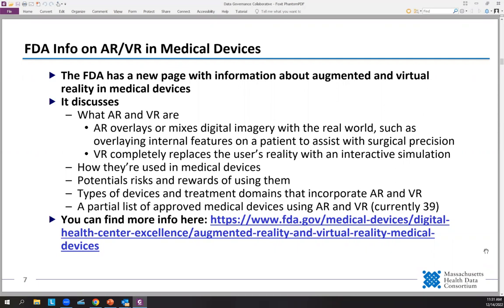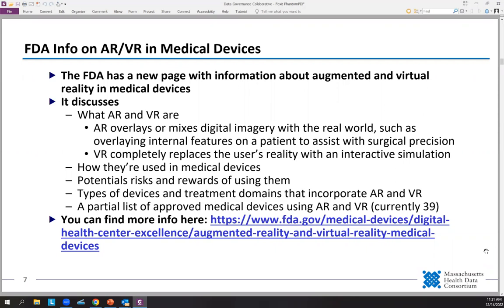So the last thing that we're going to cover today is that the FDA has posted some information on augmented reality and virtual reality in medical devices. And it's an interesting page. It talks a little bit about what AR and VR are. And just as a really quick overview, if you're not clear what the distinction between them is, augmented reality is kind of an overlay on top of reality where you see both. For instance, one good example that's currently in use is overlaying the internal features of a patient on top of them to assist with surgical procedures.